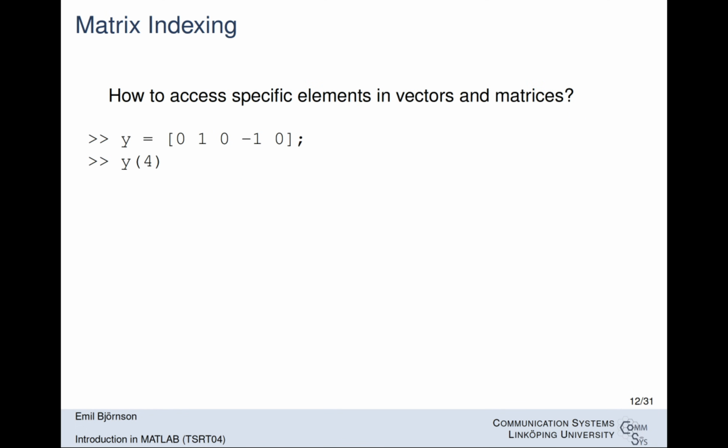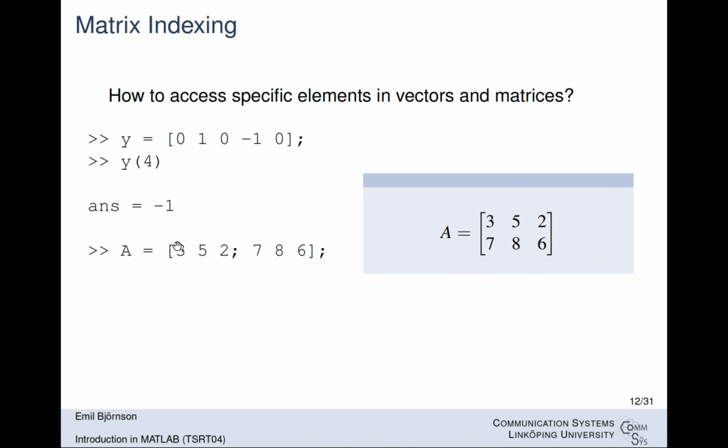The next topic is matrix indexing. So how do you access specific elements in a vector or matrix? Well, say that you have this vector y with 0, 1, 0, minus 1, 0. If you write y of 4, then you are going to get one of these numbers. Which one? Well, it's important to know how you index things in MATLAB. In a lot of programming languages, we start indexing from 0, but that's not the case in MATLAB. You start from 1. So this is the first element, second, third, and fourth. So if you write y of 4, you get minus 1 as the answer.